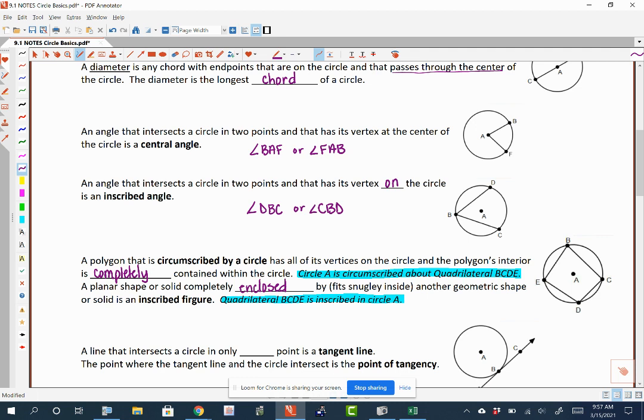So we say a circle is circumscribed about a shape, or we can say a shape is inscribed inside of a circle. So they can end up with the exact same picture, but the direction you're talking about it is a little different.